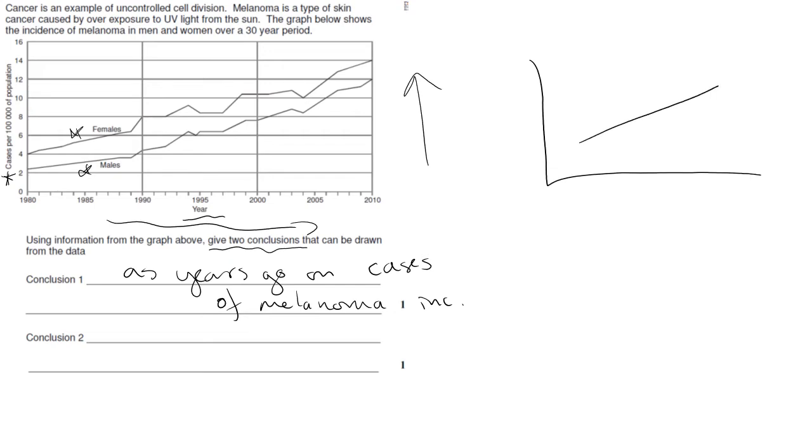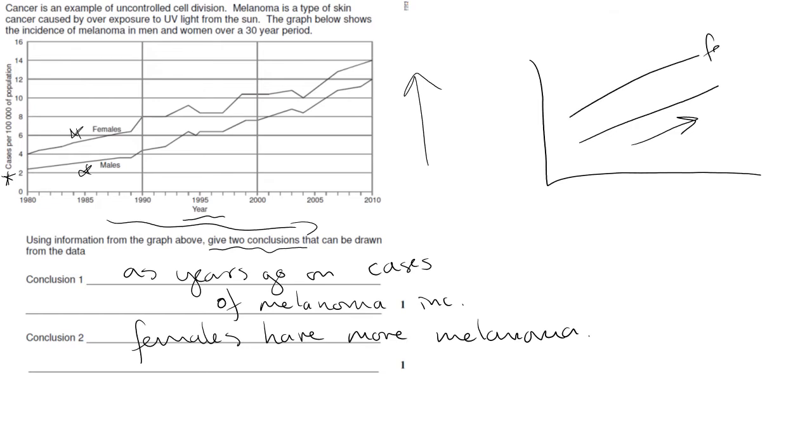But again, there's 2 lines on it. So I need to know, well, where are these 2 lines in relation to each other, right? So what's the difference between the males and females? Females have more melanoma. And that's my second conclusion there. If I say that as the years pass, the cases of melanoma are increasing, then I know that this line is going up the way like this. If I say more females have it than males, then look at this, females, males. I get that gist as well. Okay.